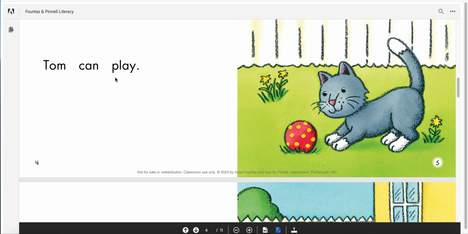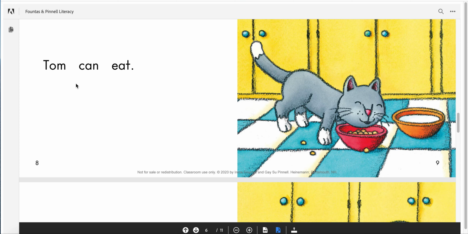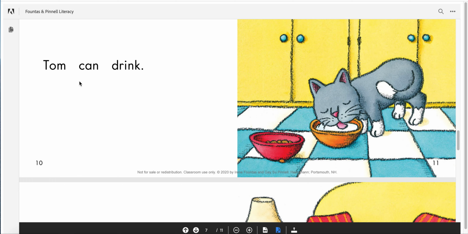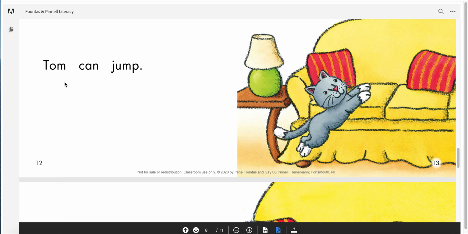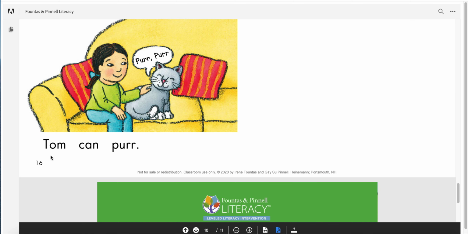Tom can play. Tom can hide. Tom can eat. Tom can drink. Tom can jump. Tom can sleep. This one's a tricky one.